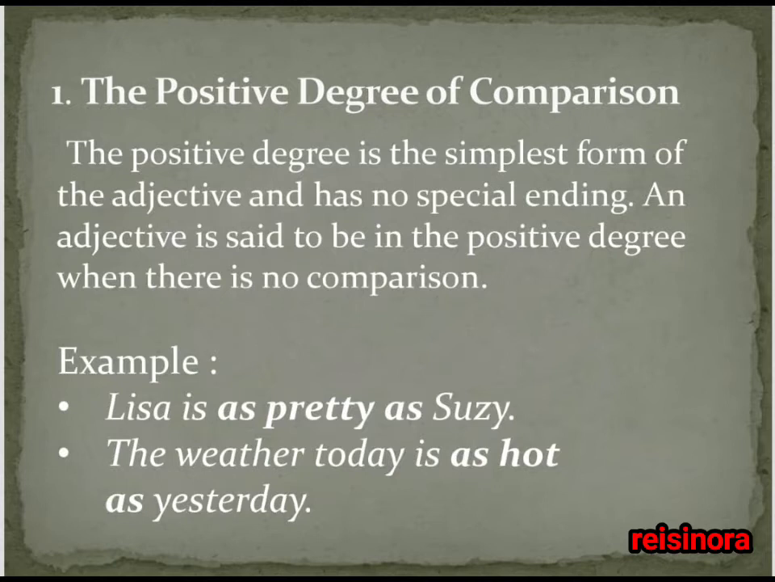Berarti maknanya sama. So let's see the example. Example, Lisa is as pretty as Susie. Di sini maknanya Lisa itu cantik sama cantiknya dengan si Susie. The second, the weather today is as hot as yesterday. Jadi berarti cuaca di hari ini itu sama panasnya seperti cuaca kemarin.